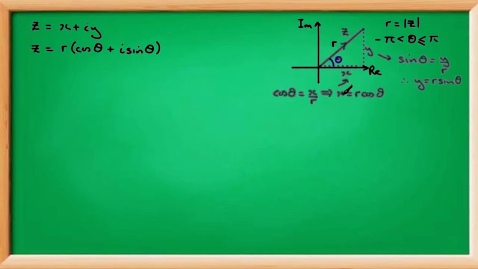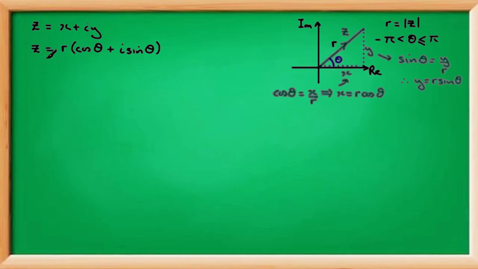And when we put these two values for x and y into this equation here, we generated another form of the complex number, often called the modulus argument form, this one here. As x is equal to r cos theta and y is r sine theta, you can see I factorized it by putting r out the front.